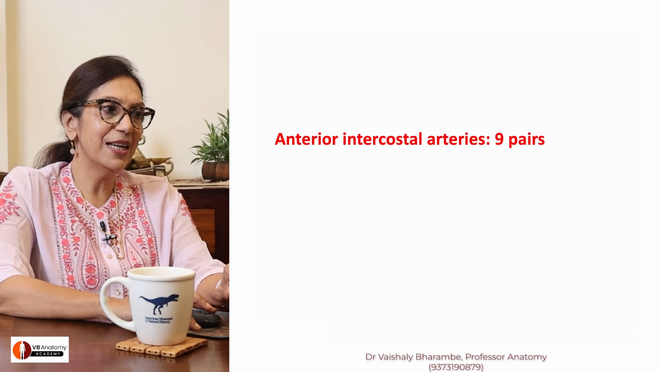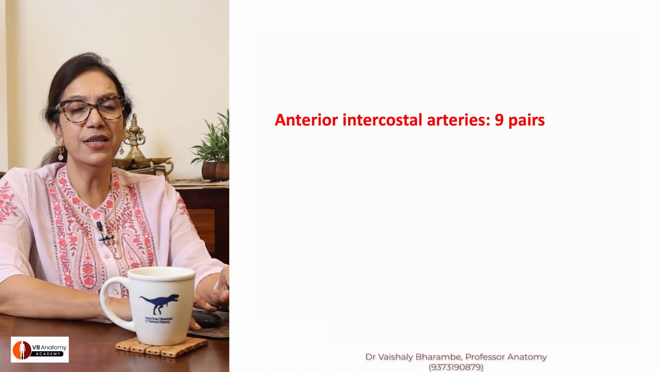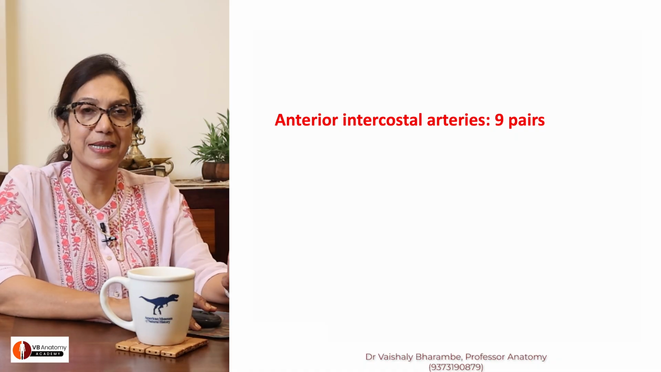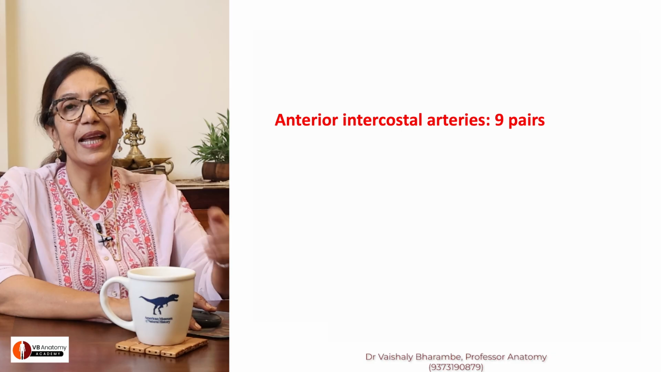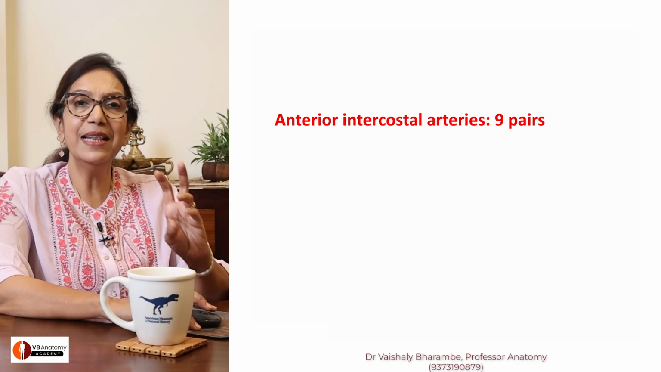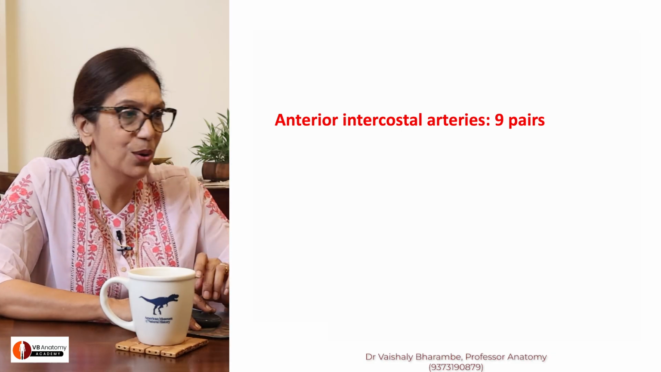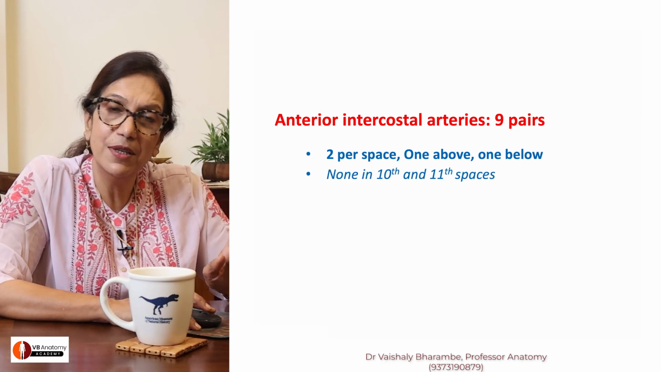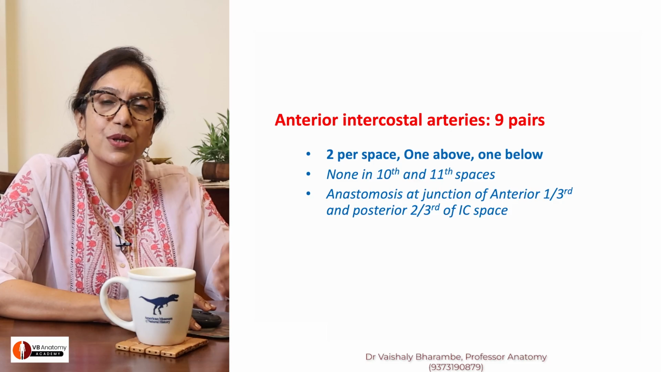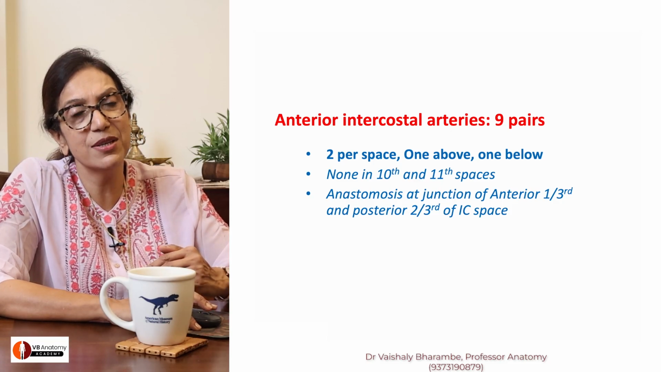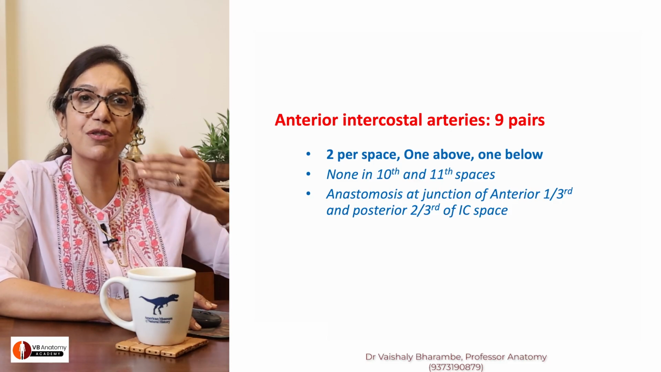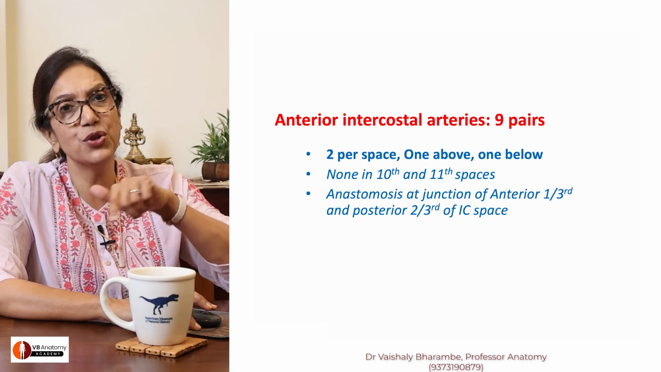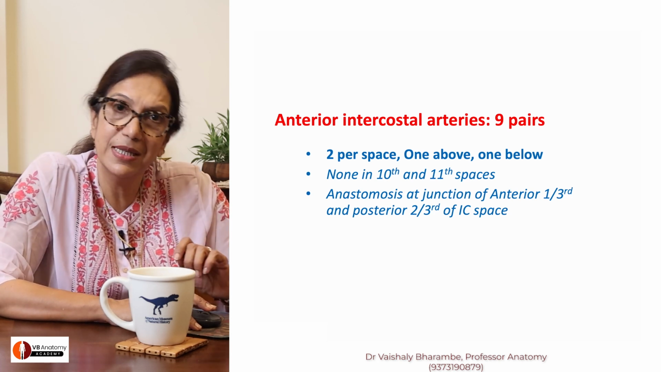Let's focus our attention on the anterior intercostal arteries. There are only 9 pairs. Okay, so they are present only in the 9 intercostal spaces. 10th and 11th, they are not there. Okay, so 2 per space, none in 10th, 11th space. Anastomosis of anterior and posterior intercostal arteries takes place at the junction of anterior 1/3 and posterior 2/3 of the intercostal space.